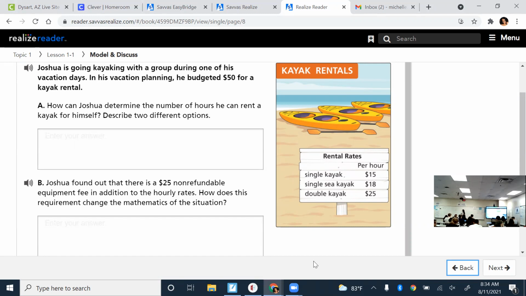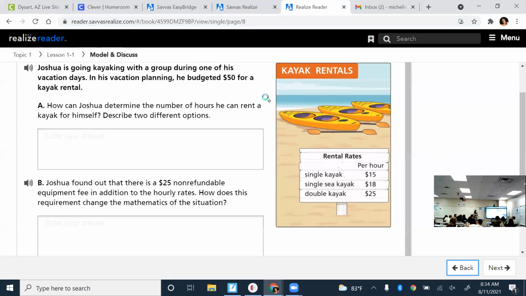All right, now before you all jump in and answer that question, we all need to give everyone time to think about it. So we have someone who has set aside $50 for a kayak rental, and here are his options. He could do a single kayak for $15 an hour, single seat kayak for $18 an hour, or a double kayak for $25 an hour. So let's look at one of the options. The question says, how can he determine the number of hours he can rent a kayak for himself?